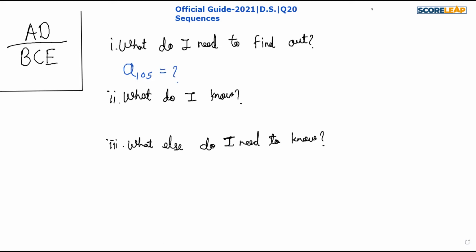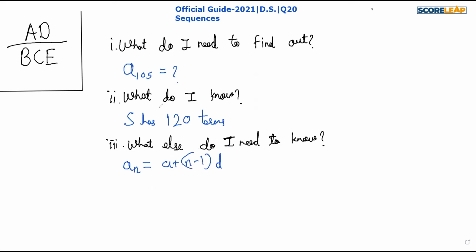What do I know from the question statement? I know that S has 120 terms. Out of them, the 105th term is what we need to find out. What else do I need to know? I need to know the formula of the nth term, which is a plus (n minus 1) into d.